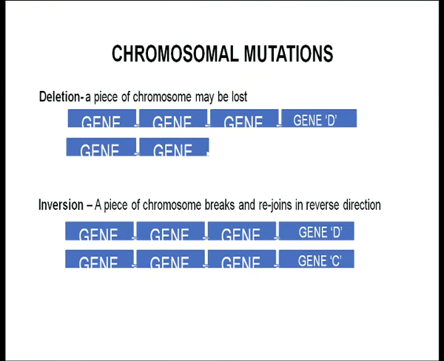What are the different types of chromosomal mutation? That can be a deletion, when a piece of chromosome is lost. As we can see here, I have represented it as gene A, B, C, D. In the second set, you can see that the first two genes are present, but the 3 and 4 are not present. I have represented it with 2 genes only, but most of the time it is much more than 2 genes which are lost when the deletion takes place.